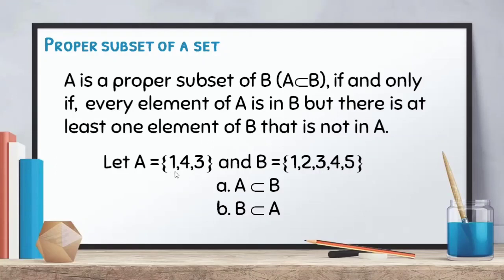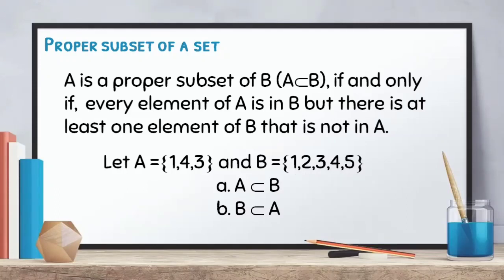So A, according to our condition, is a subset of B if and only if every element of A is in B. Now, we have elements 1, 4, 3. Can we find these elements in our B? Yes, we have elements 1, 4, 3 also in B, right? And what else? There is at least one element of B that is not in A. So meaning we have elements of B that are not in A, and they are 2 and 5. So they are not in A. So if that satisfies our condition, then we can say that A is a proper subset of our B.